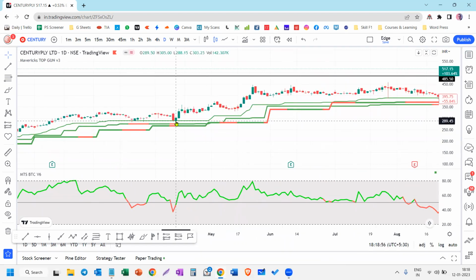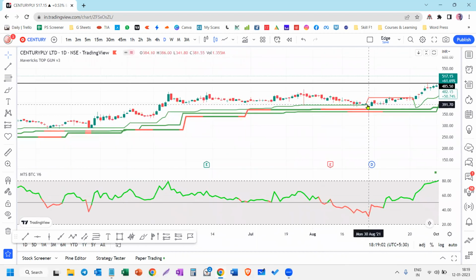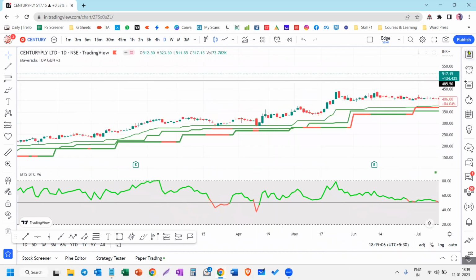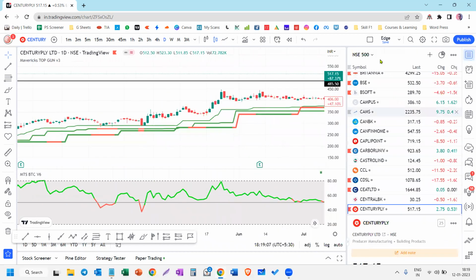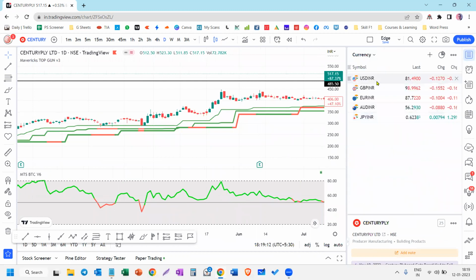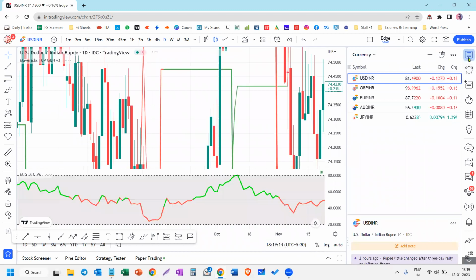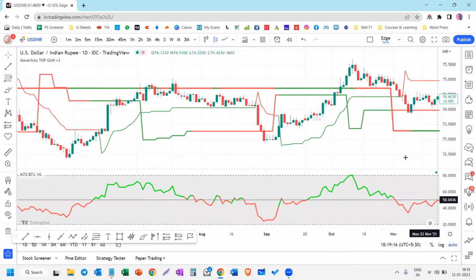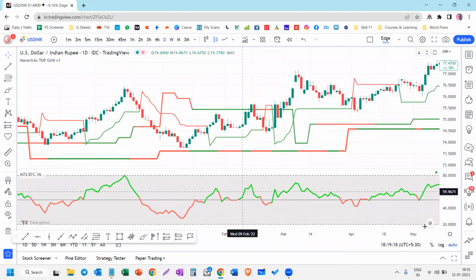Let's take it here. All 3. Till it doesn't come out of the first super trend, don't exit. That's it. Now let's look at, can you do this in commodity or currency? Let's do currency. Very simple.